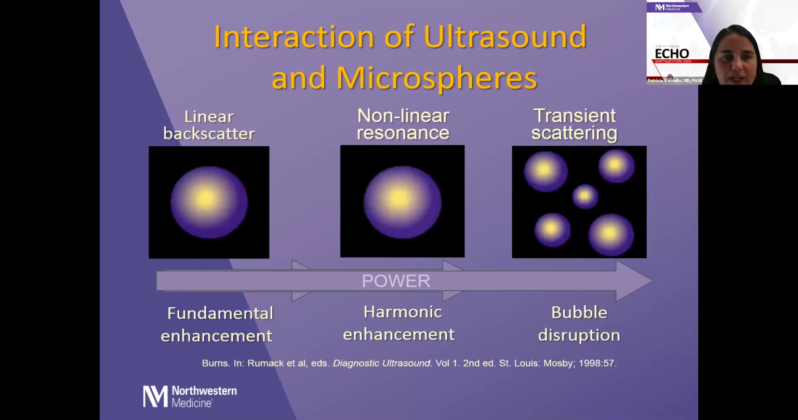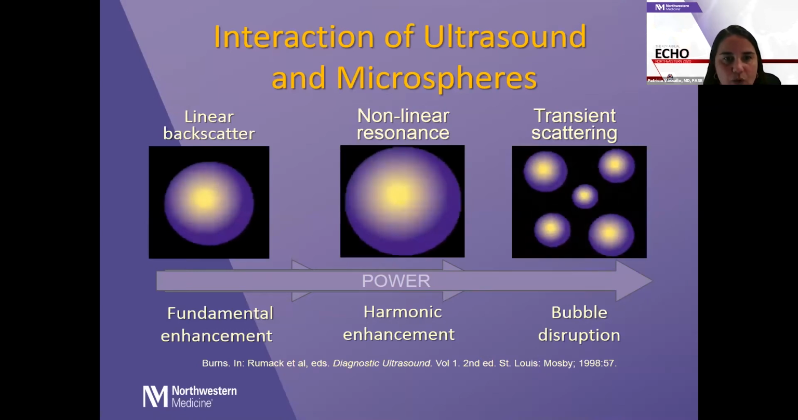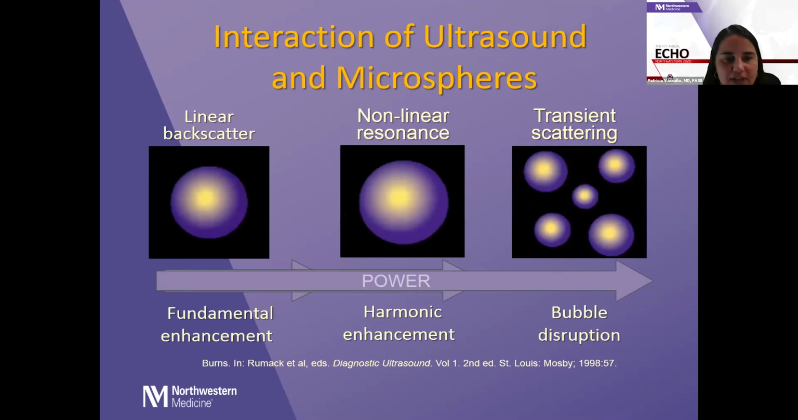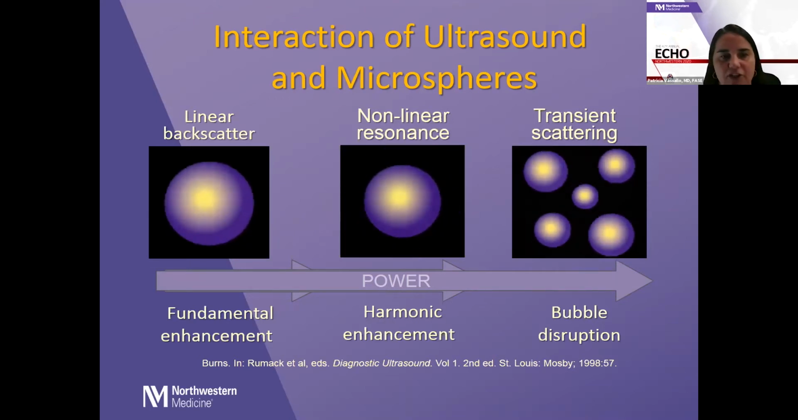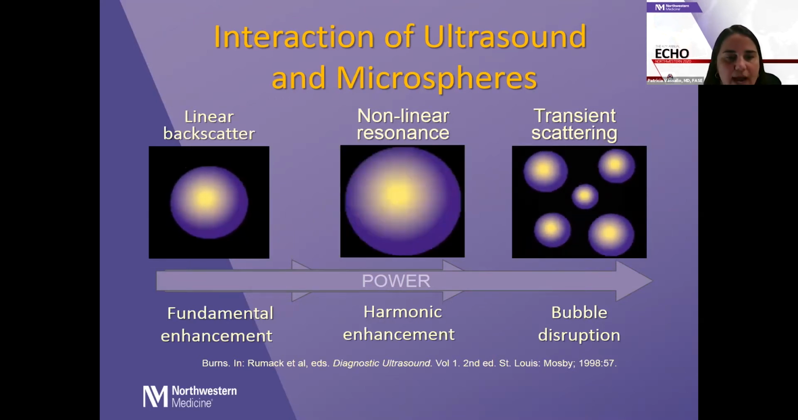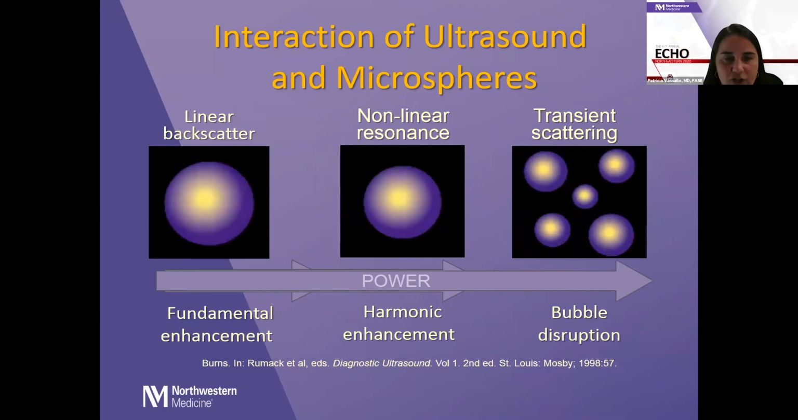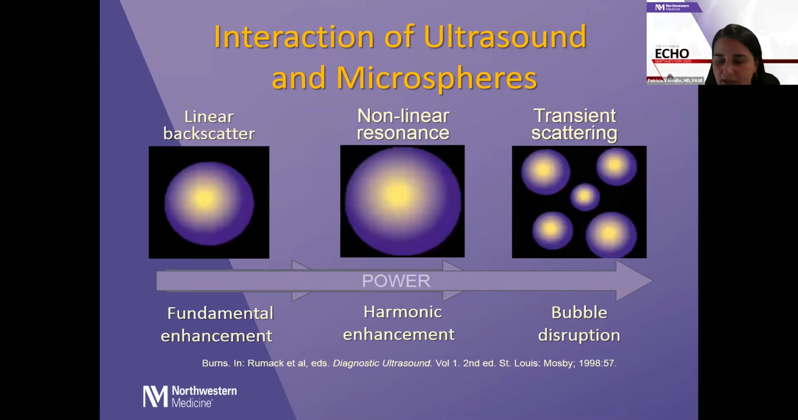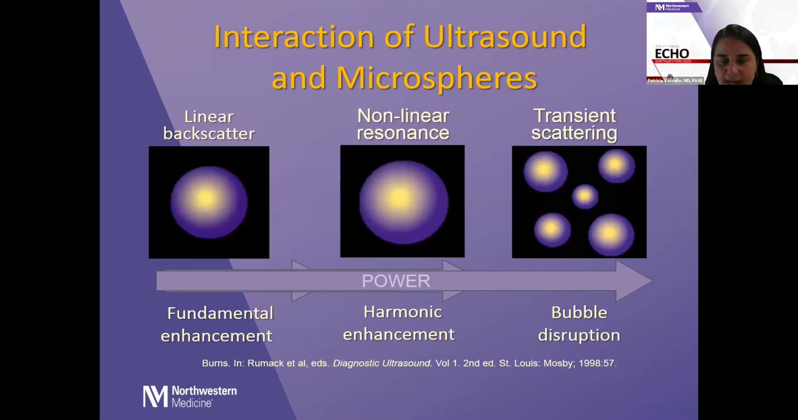And then when we think about the interaction of ultrasound with the microspheres, remember that the ultrasound enhancing agents are oscillating. And so as you increase power and decrease mechanical index, you get nonlinear resonance. And this allows a difference between the LV cavity and the tissue and enhances the endocardial border. If you continue to increase power and decrease mechanical index, then you actually get bubble disruption.